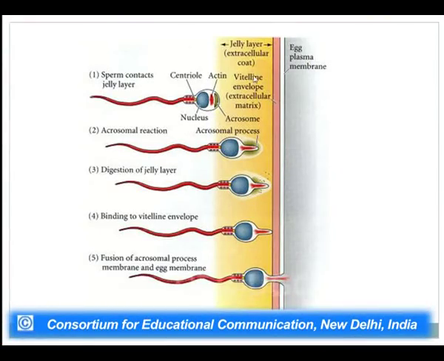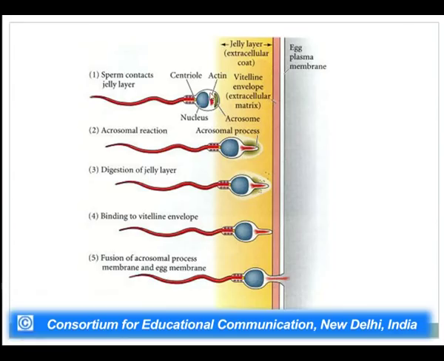So this figure clearly depicts all the steps together. You can see the yellow is the jelly layer, which is the extracellular coat. The red one is the vitelline envelope, which is the extracellular matrix, and this is the egg plasma membrane. When the sperm is coming, it first contacts the jelly layer. Then the acrosomal reaction takes place, in which the acrosomal vesicle bursts open and releases hydrolytic enzymes, and these enzymes cause local degradation of the jelly layer so that the sperm can move further in.